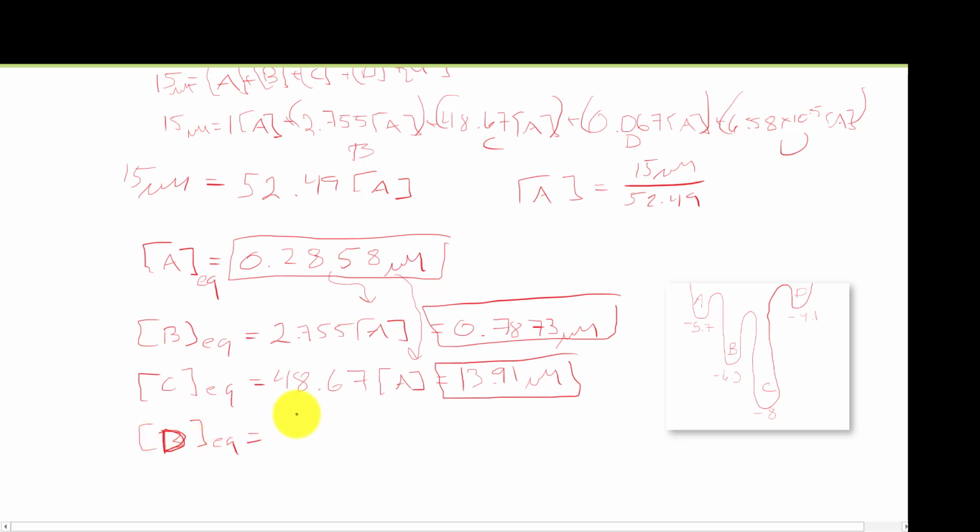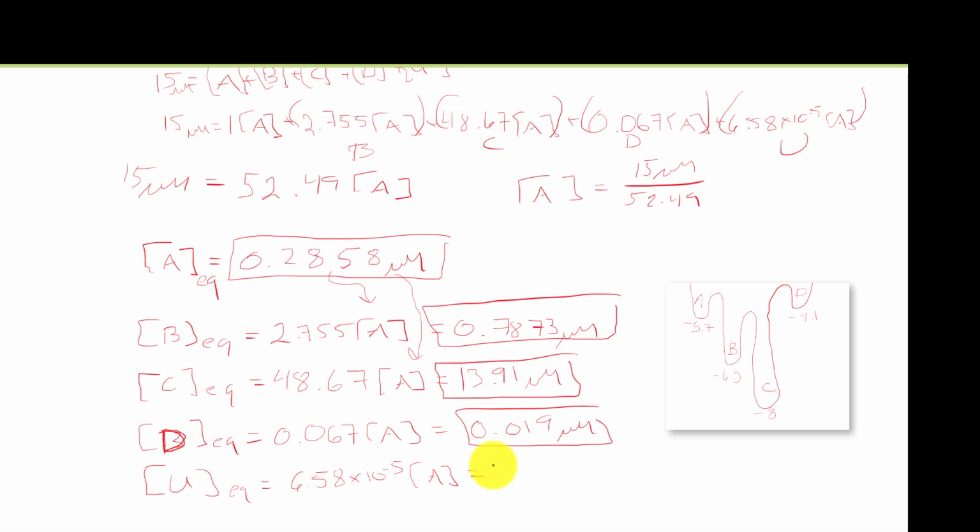D was 0.067, it's higher in energy than A. So plug that in, 0.2858, which is A, times 0.067 is 0.019. Not very much in D, but at least it's not the worst off. U is the worst off at 6.58 times 10 to the negative fifth of A. 6.58 times 10 to the negative fifth times 0.2858 is 1.88 times 10 to the negative fifth micromolar.